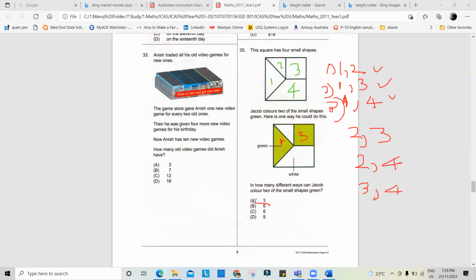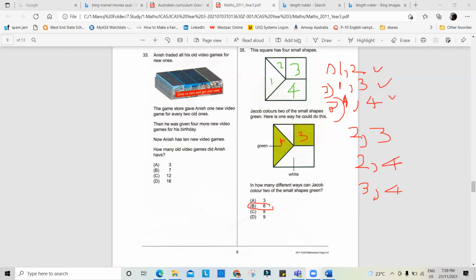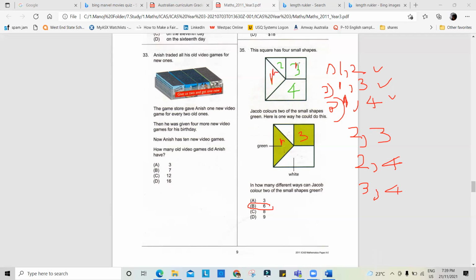6. Actually 6. You know what I do is I put the numbers. You can write 1, 2, 3, 4, right? And you have to pick 2 numbers. You are coloring two shapes. First one you can do 1 and 2. These 2, right? Next one you can do 1 and 3. 1 and 3, right? This is 1 and 3. Next one 1 and 4.